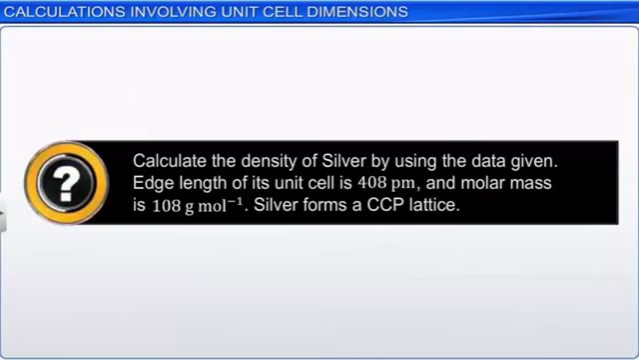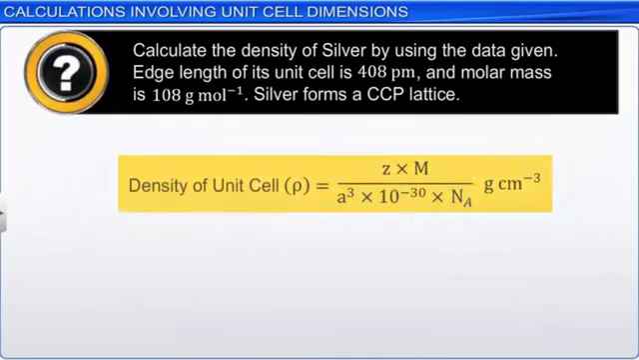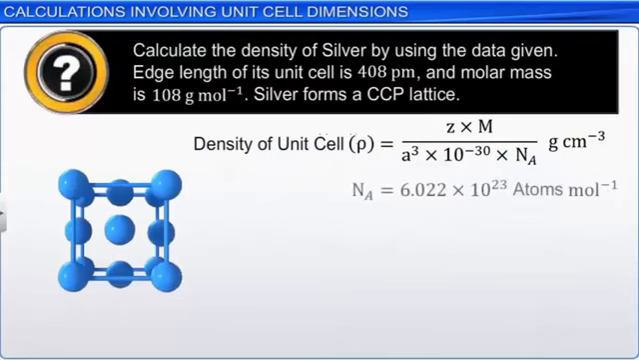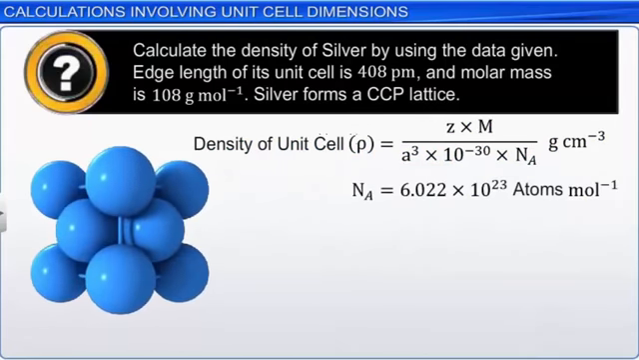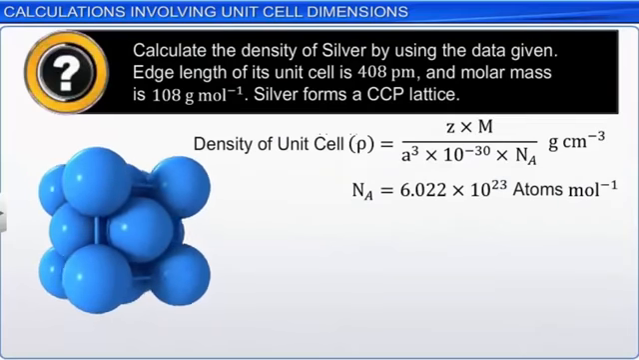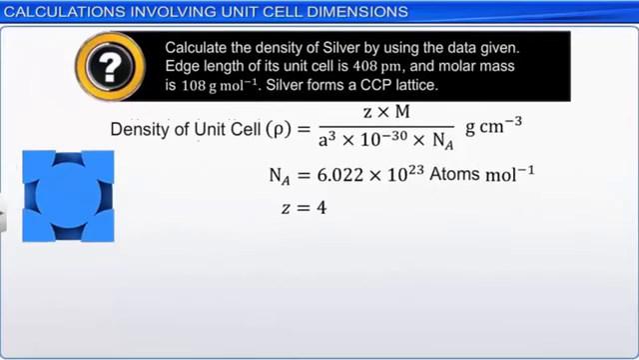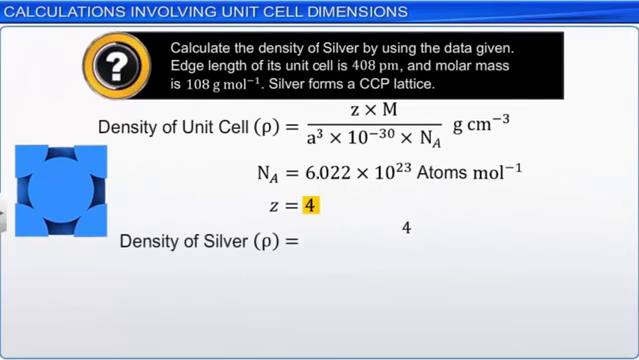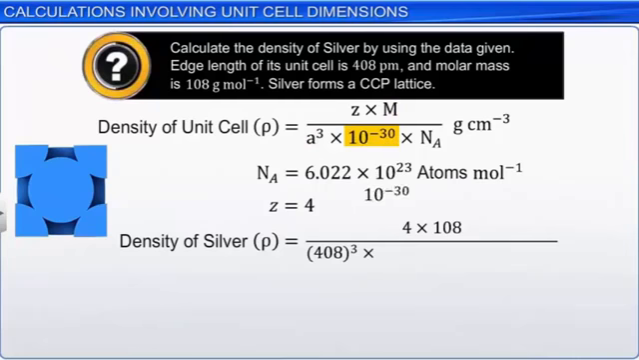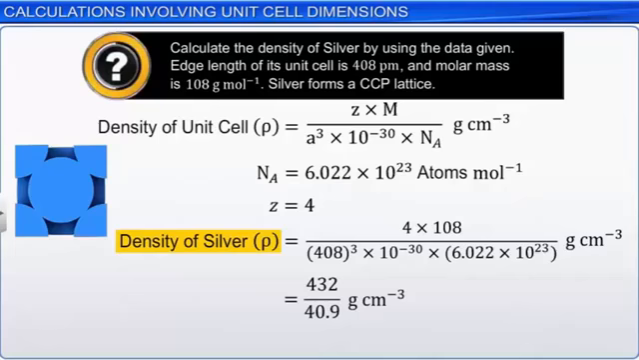You know that ρ is equal to Z into M upon A cube into 10 to the power minus 30 into Avogadro's number grams per cubic centimeter. For a CCP lattice, which is equivalent to an FCC lattice, Z is equal to 4. By substituting the values, we get the density of silver as 10.5 grams per cubic centimeter.